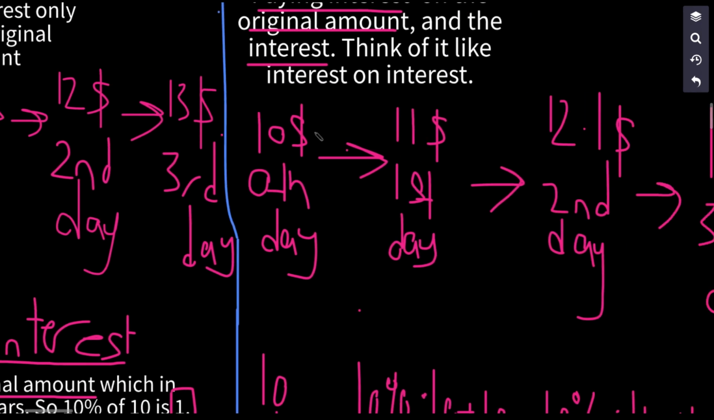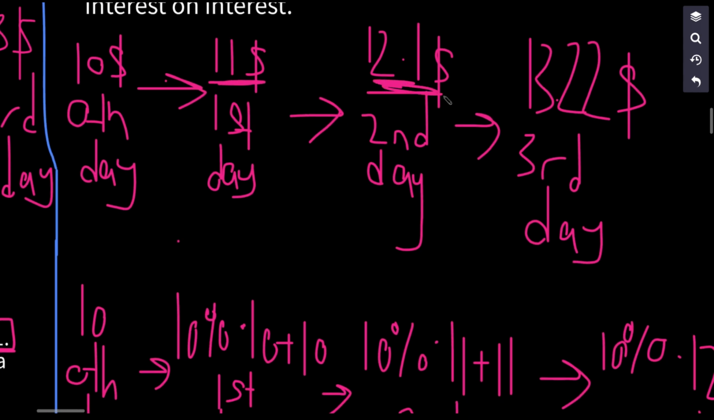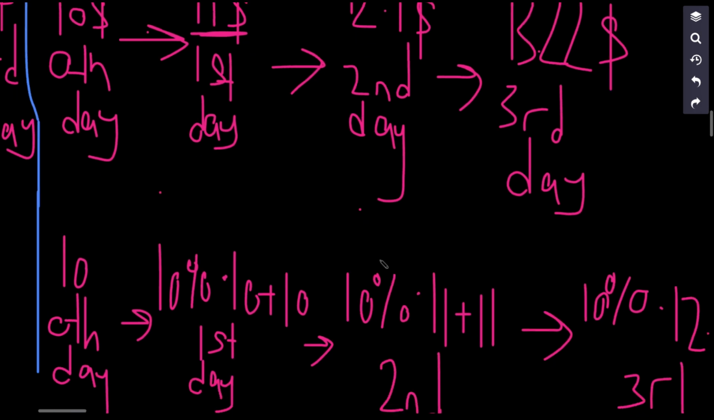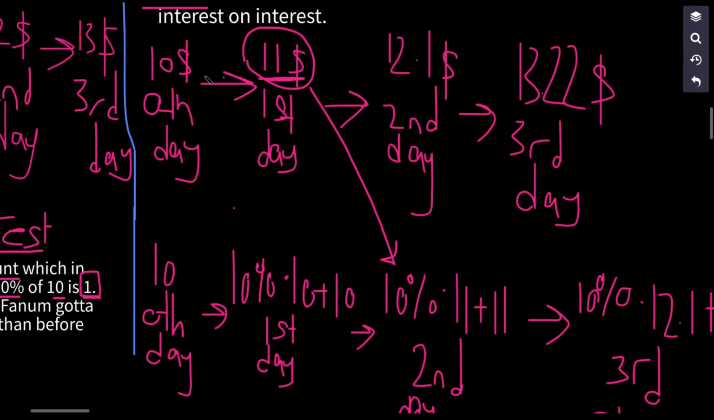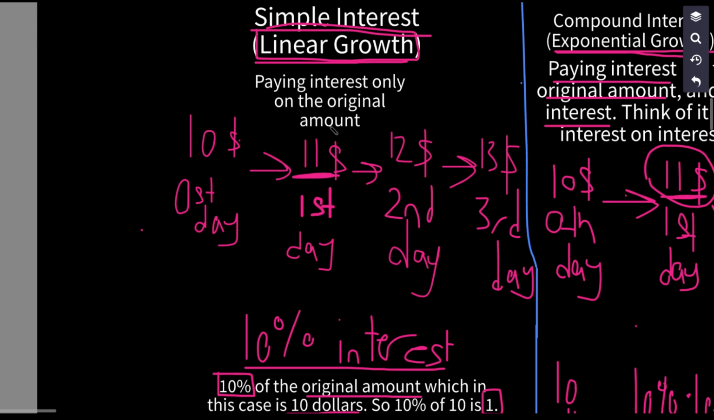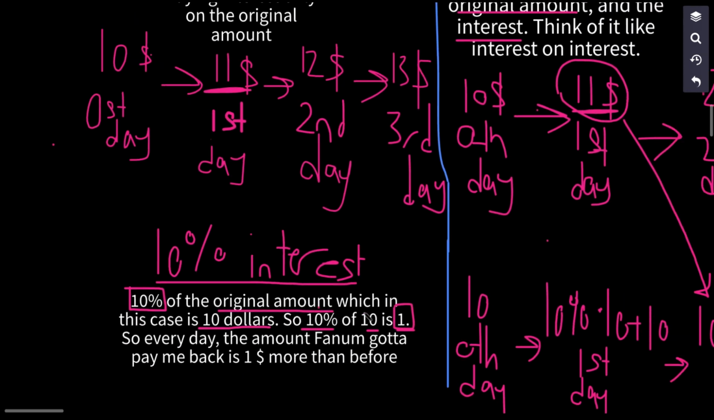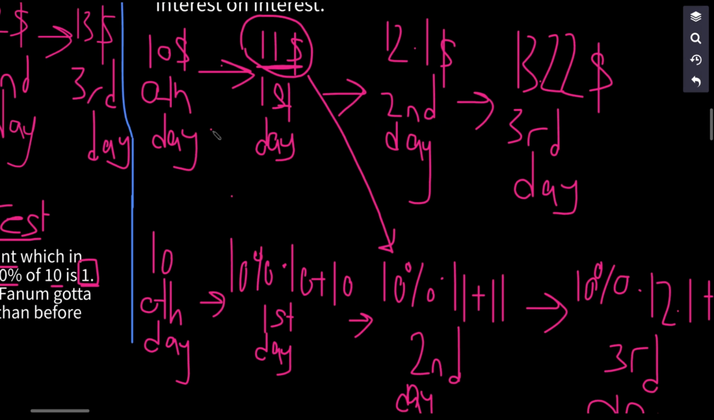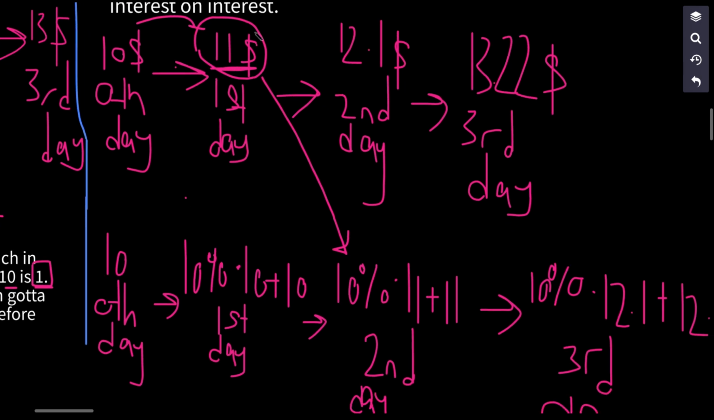It's the same step as before, but then something weird starts to happen. On the 2nd day, he owes me $12.1. Basically, now you take this new value, apply 10% to it, and add it on to the new value. In simple interest, you notice it's always the same value every time, right? You're always taking interest on the original amount. But in compound interest, you're taking interest on every new amount. Every new cycle that you go through, you take interest on that new value. So the thing you're taking interest on is constantly changing.